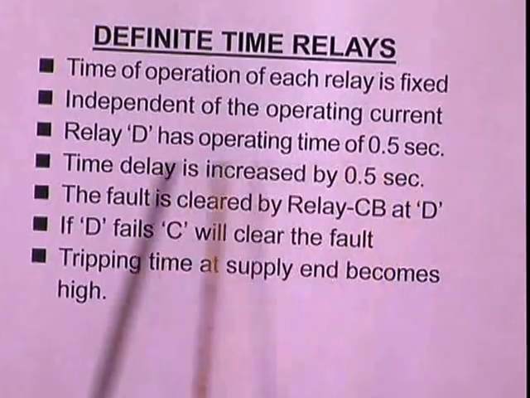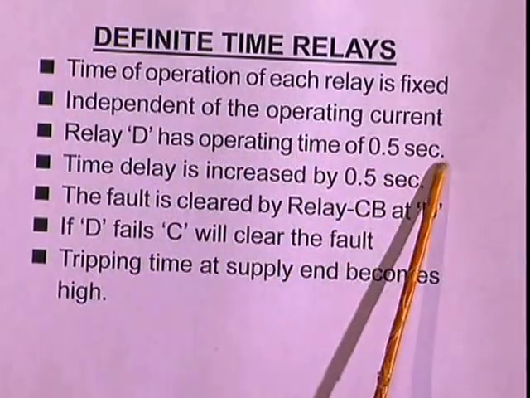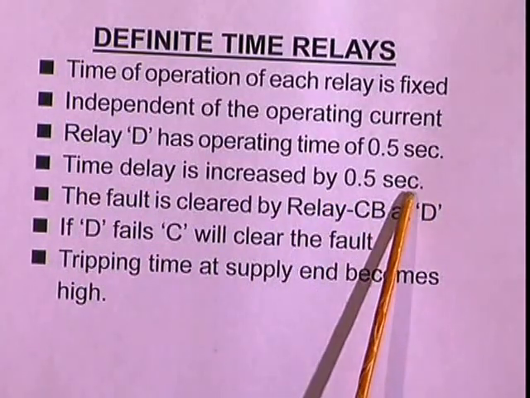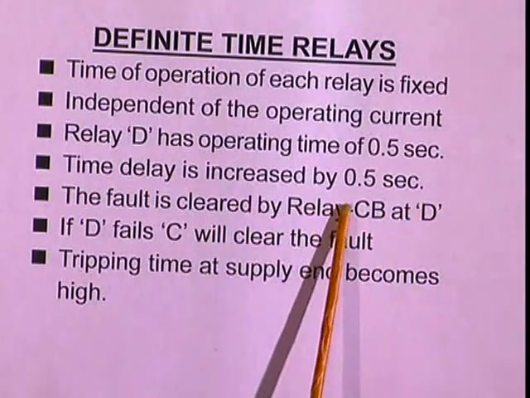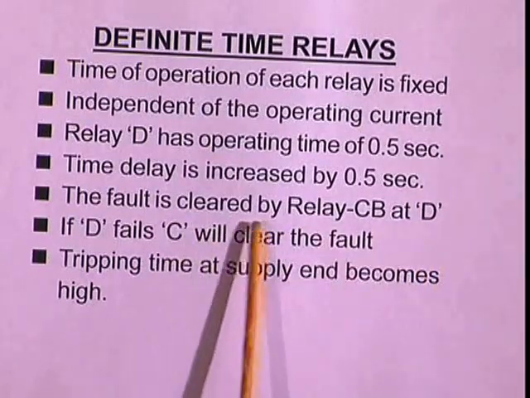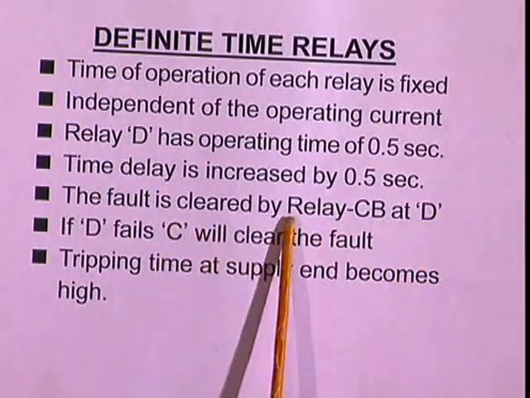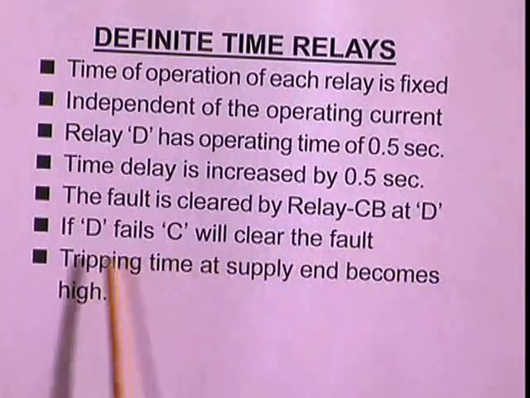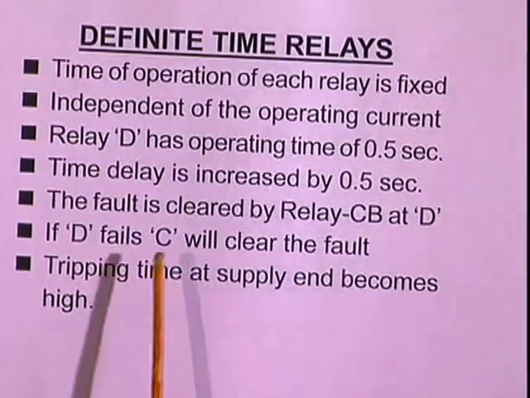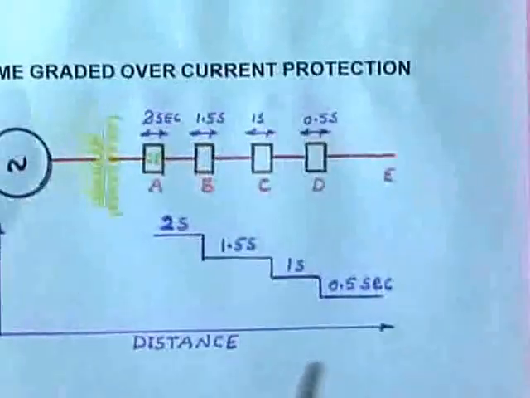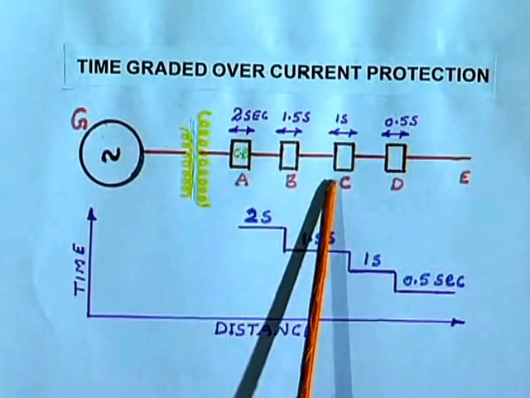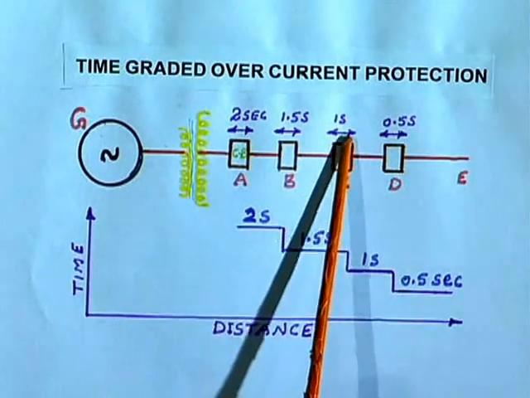You have seen in the chart, relay D has the operating time of 0.5 second. So the time delay is increased by 0.5 second. The fault is beyond D, so the fault is cleared by the relay circuit breaker at D. If D fails, C will clear the fault. You can see from the figure, if the fault is in this section DE and D fails, C will clear the fault after 1 second, that is within 1 second.